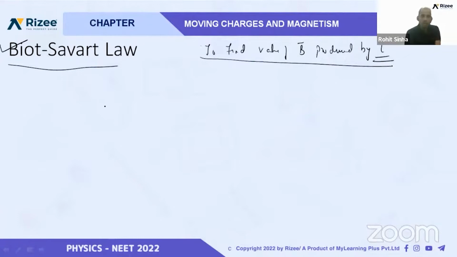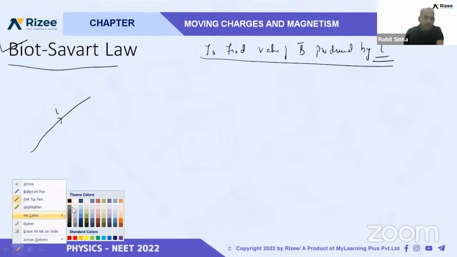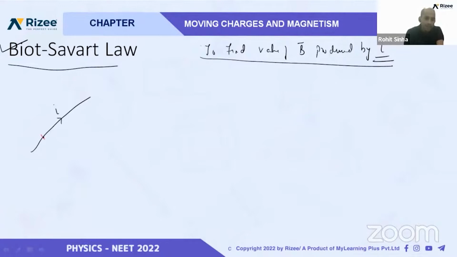What is Biot Savart Law? Very important. Let us see what it says. Now, we know that if we have one current carrying conductor and current I is passing through it, let us suppose we take some small current element like this, and we call it IDL. IDL is the small current element along the direction of current.